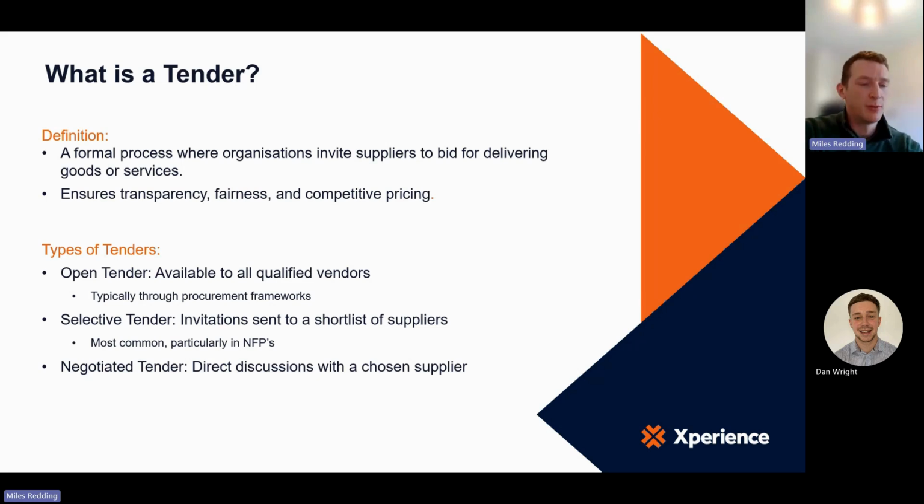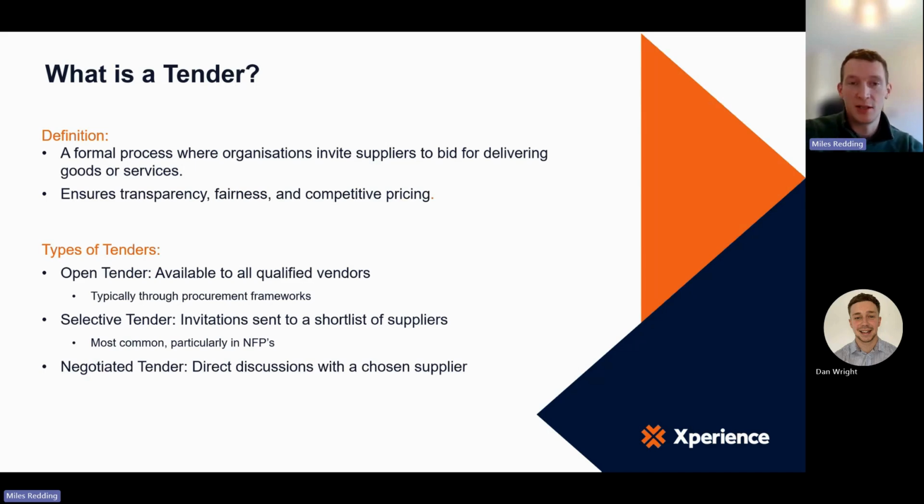And then there's negotiated tenders, which is probably far less common. Certainly the top two, open and selective, are the most commonly used tender processes that we see. But a negotiated tender would be a direct discussion with a supplier. So not necessarily competitive, where there's multiple people going through that process, but you might go to a single supplier with a specification or remit and ask them for a best endeavours bid or a best price.